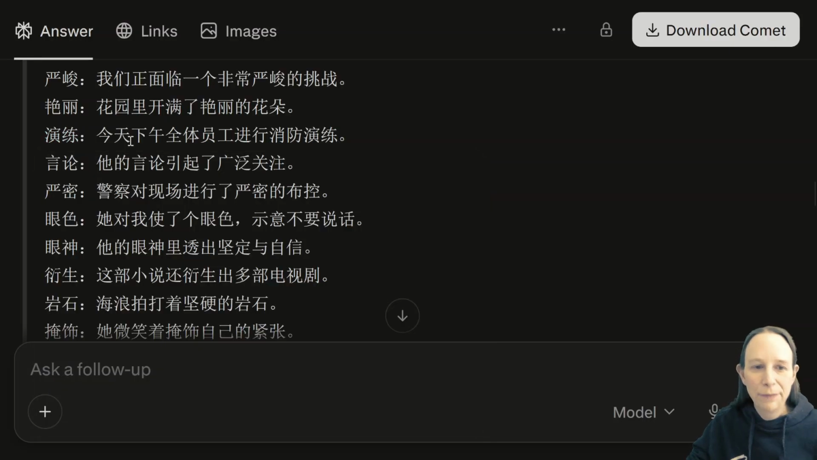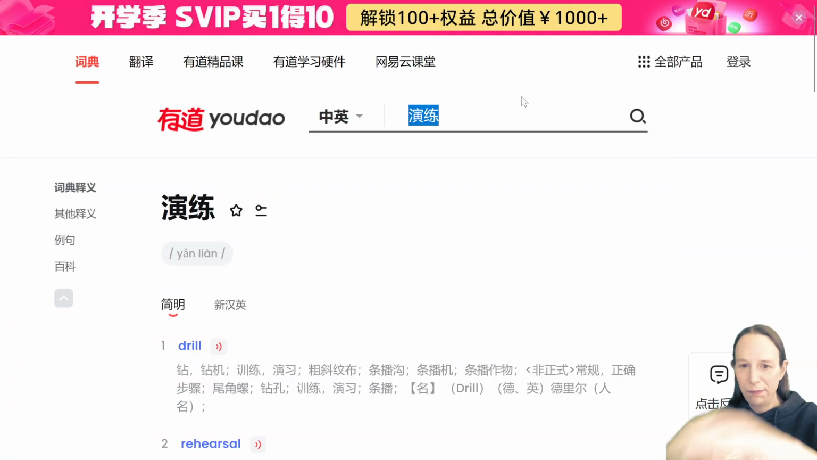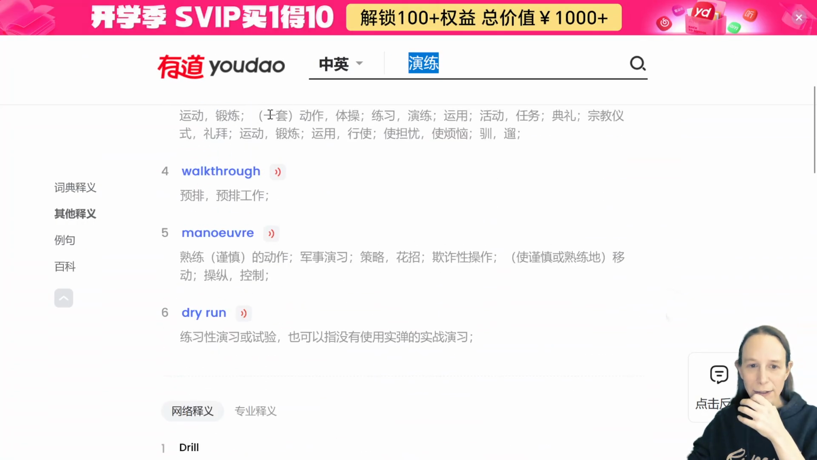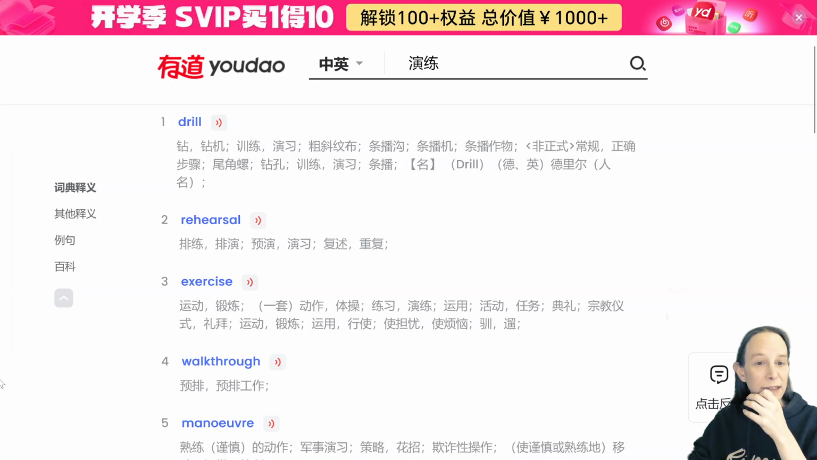Drills. Yeah. 今天下午全体员工进行消防演练. Oh, okay. This is like a fire drill. All right. Yeah. This is drill in the sense of you're performing. Oh, also rehearsal. That's true. No, 排练 is better for rehearsal. 排练.